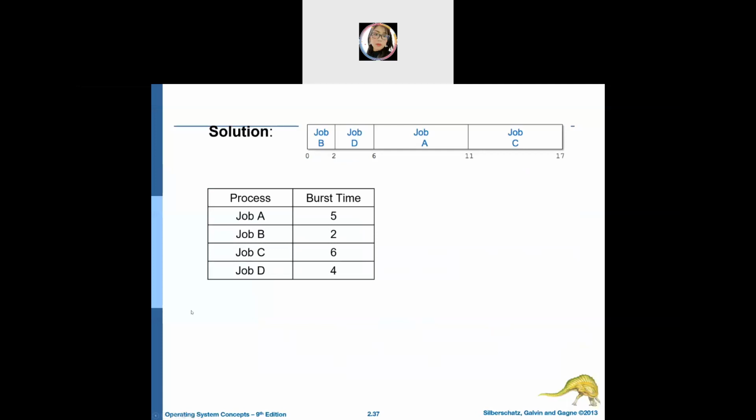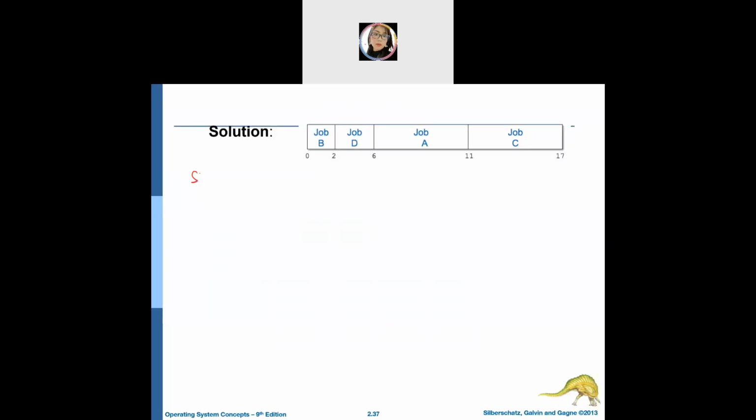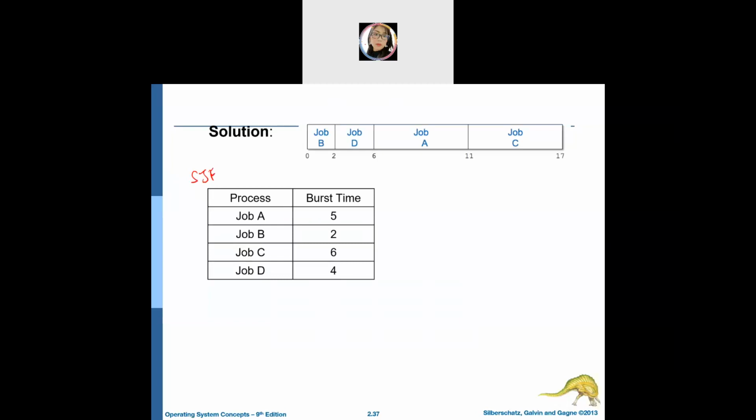Okay, so this table will be given. So you know already this is the burst time, and you have job A, job B, job C, job D. You need to memorize SJF. SJF will ask you to see which one is the shortest first. So this will be the shortest, second will be this one, third and fourth.